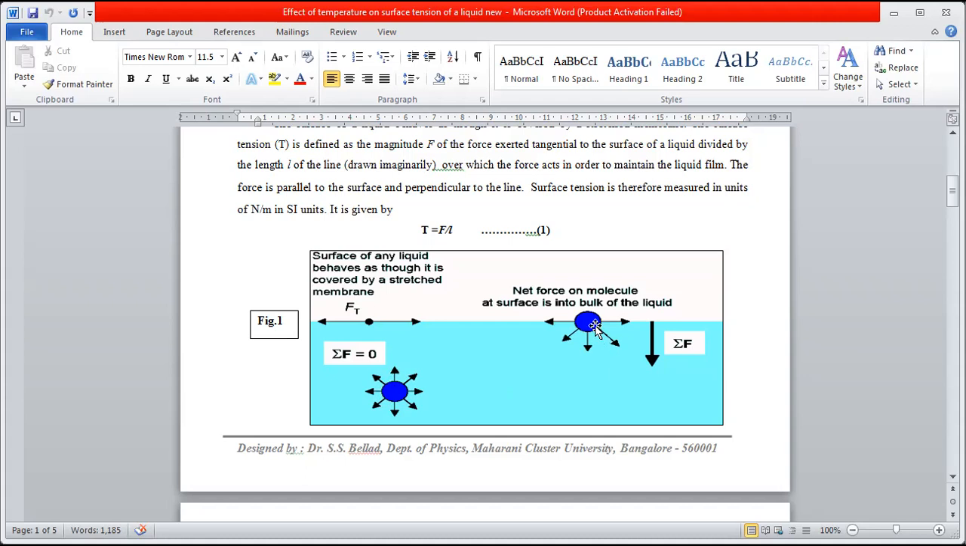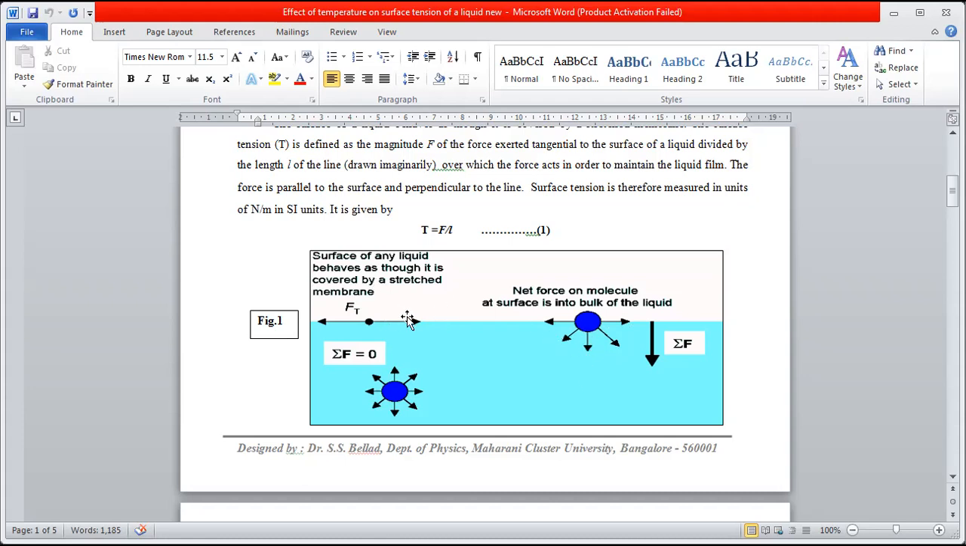But look at the molecule which is half immersed at the top layer of the liquid. This molecule is pulled only by the molecules of the liquid present inside. On the top surface, there are no molecules to attract it. So the net force acting on this molecule is not zero. There is some resultant force acting on this molecule, and that net force is acting downward towards the liquid.